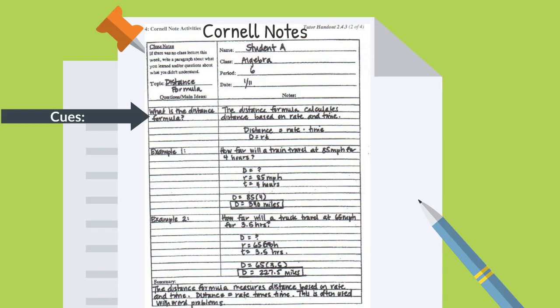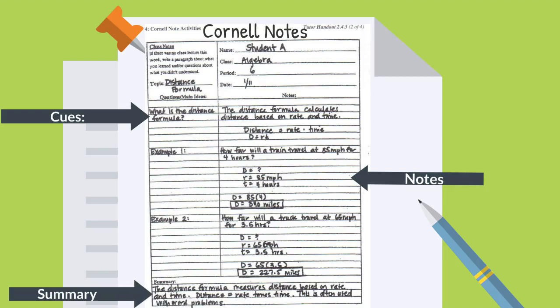This column is for cues or potential test questions you might revise later. Notes. The large right-hand section is for traditional note-taking during class. Write down detailed notes, important formulas, and explanations here. Summary. At the bottom of each page, summarize the main points of the lecture. This helps reinforce what you've learned and provides a quick reference when reviewing for exams.